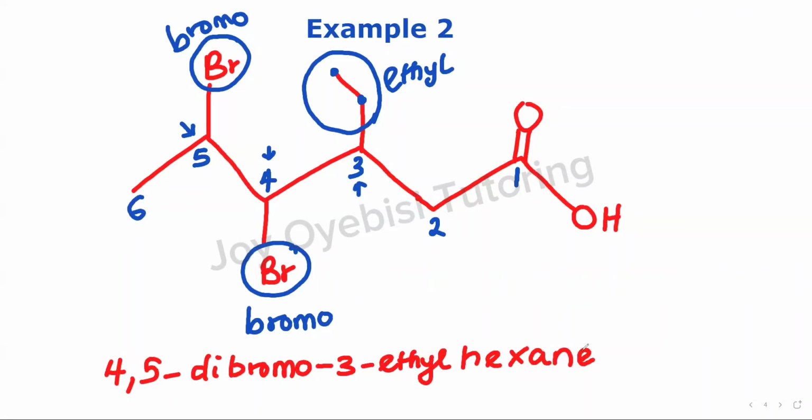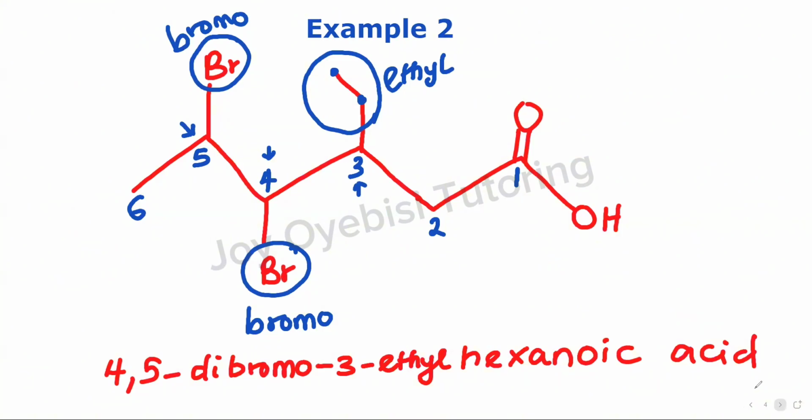Delete the E and replace it with oic. And that is it. So that will be 4,5-dibromo-3-ethylhexanoic acid. Without the acid, it's not complete. So that will be the name of this compound.